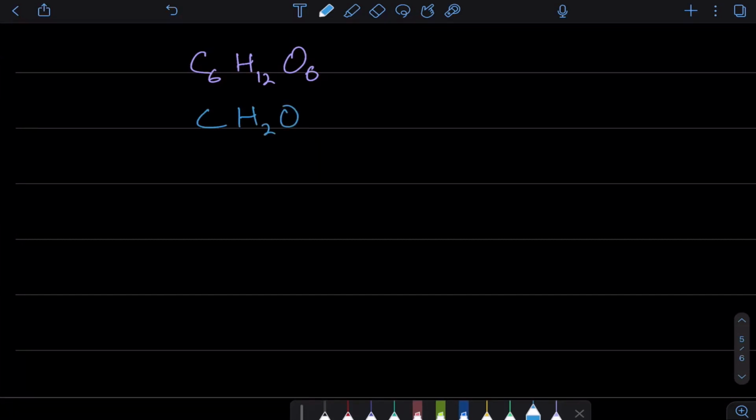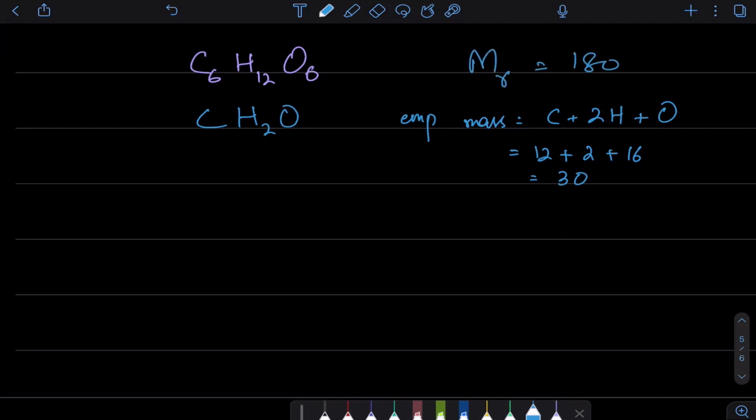Now here's an interesting observation. The empirical mass, basically the mass of the empirical formula, is 1 carbon, 2 hydrogen, 1 oxygen. So this is 12 plus 2 times 1 plus 16, which is 30. And MR of this thing is 180. And there's a relation here. 180 divided by 30 is equal to this divided by this. Because if I divide 180 by 30, I get 6. I multiply 6 by this, I get this.